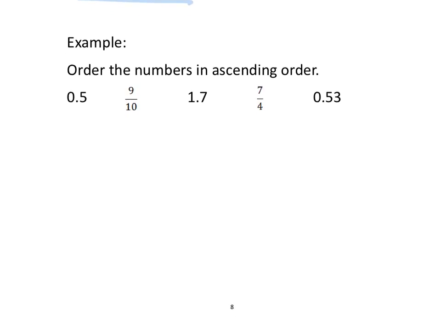So the first thing to do is let's convert these fractions into decimal format. So to convert 9/10, we have to divide 9 by 10. 10 can't go into 9. We put our placeholder, our decimal. We add our decimal and our 0. 10 goes into 9 9 times. 9 times 10 is 90. So 9/10 is equal to 0.9.